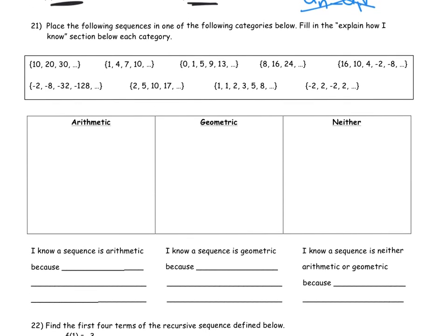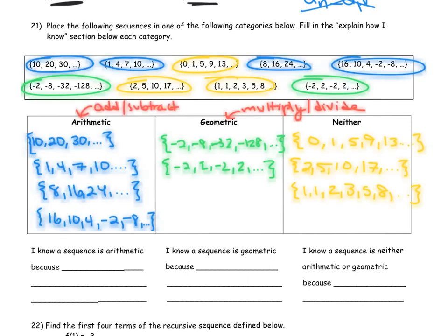So for question 21, this is actually a good place for you to pause the video and see if you can place where these sequences correctly belong. So pause the video here. Okay, figure out if it's arithmetic, geometric, or neither. It's neither of them. All right, so hopefully you got the same answers as me.